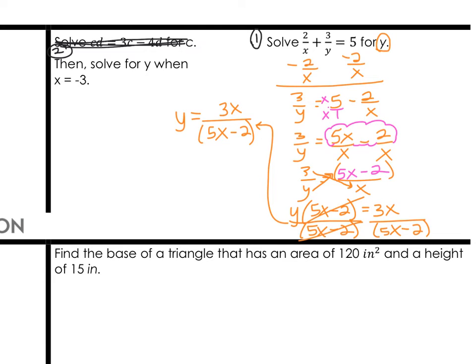Because of that parenthesis, we can't cross the x's off. So that would be our final answer. And now let's solve for y when x equals negative 3.